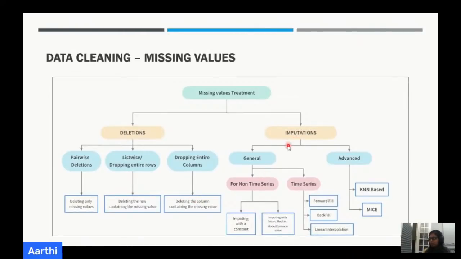And when you impute, there are two different approaches. One is a general or simple format, and another one is advanced. Advanced is where you create an algorithm to fill it. But let's look at a simple imputation for today.